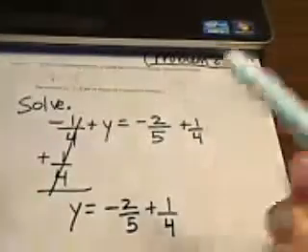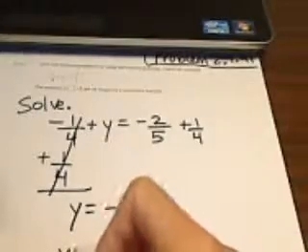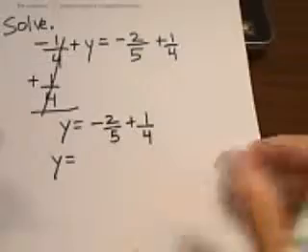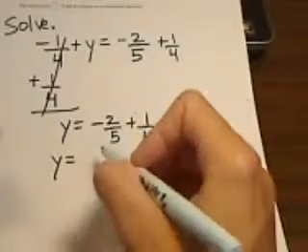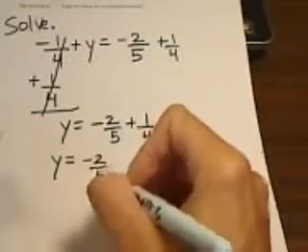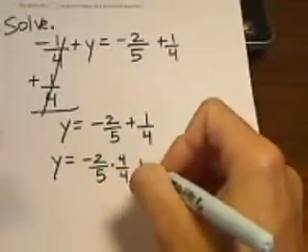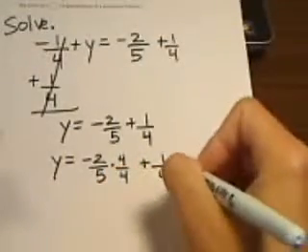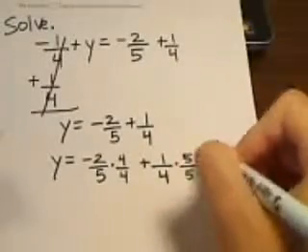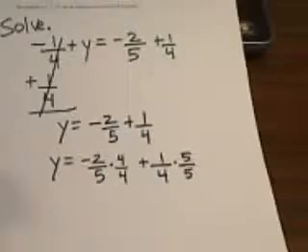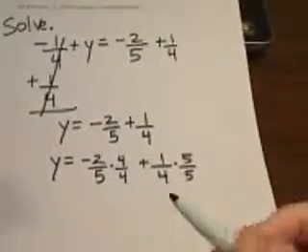And then what I want to do is get a common denominator between these numbers. The common denominator is 20. And so what I would do is take my negative 2/5 here and multiply by 4/4, and that gets this denominator up to 20. And then the 1/4 here gets multiplied by 5/5. And that'll take that denominator up to 20.